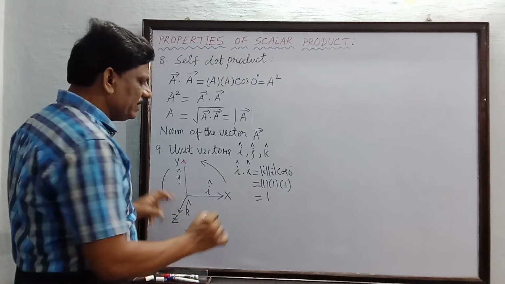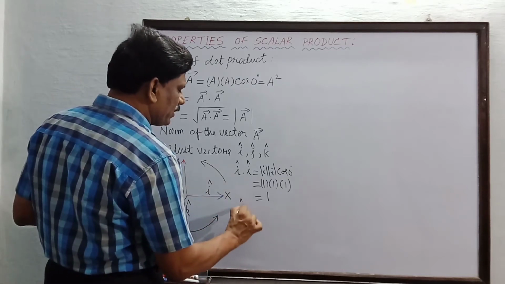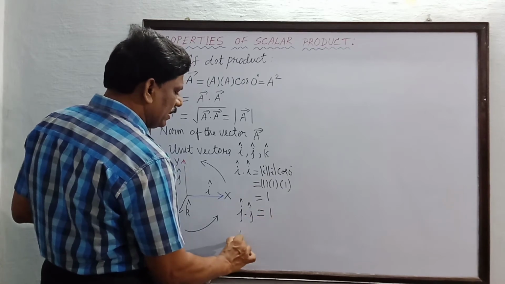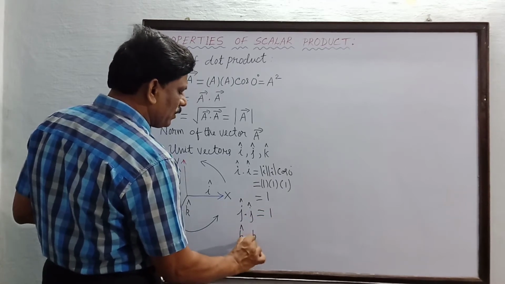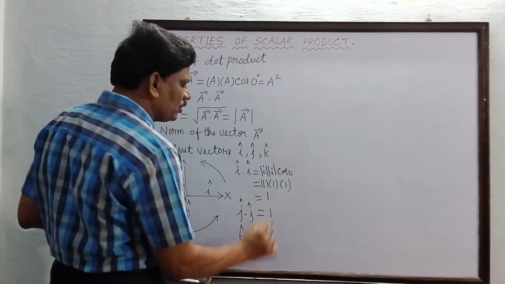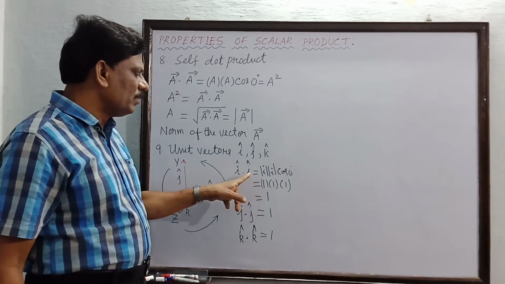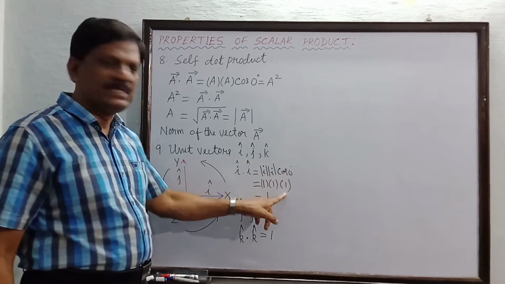In the same way, now j cap dot product j cap must also be equal to 1 and k cap dot product k cap must also be equal to 1. Because the modulus of this i cap is 1, modulus of i cap is 1, cos 0 is equal to 1.